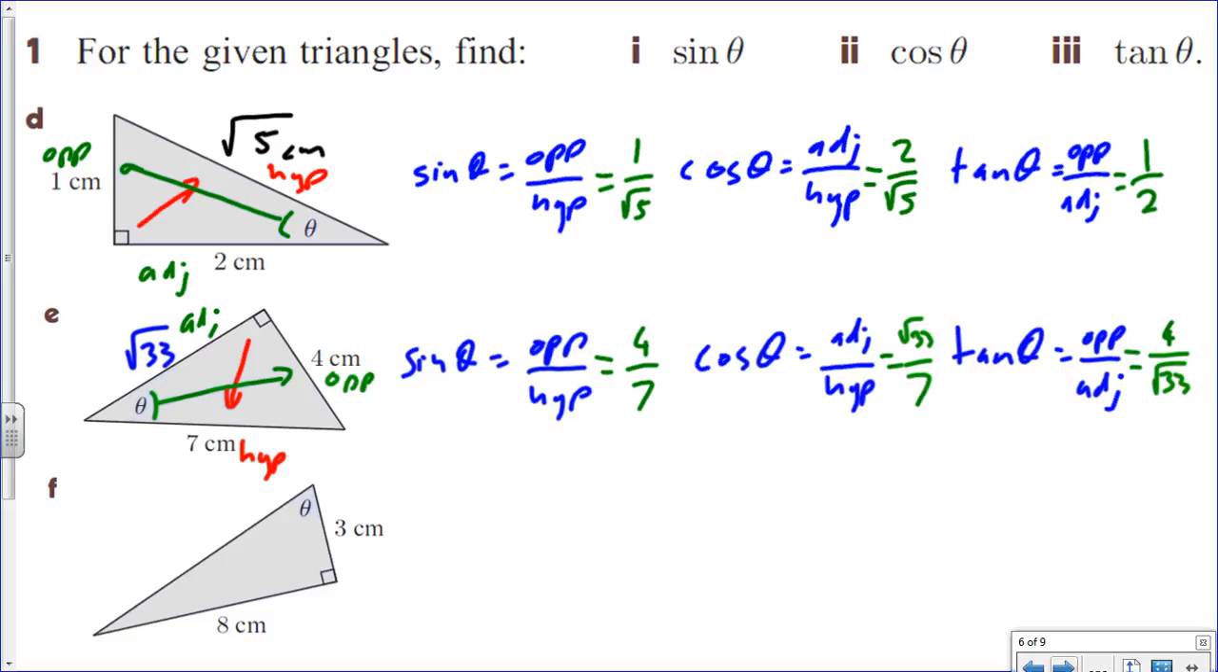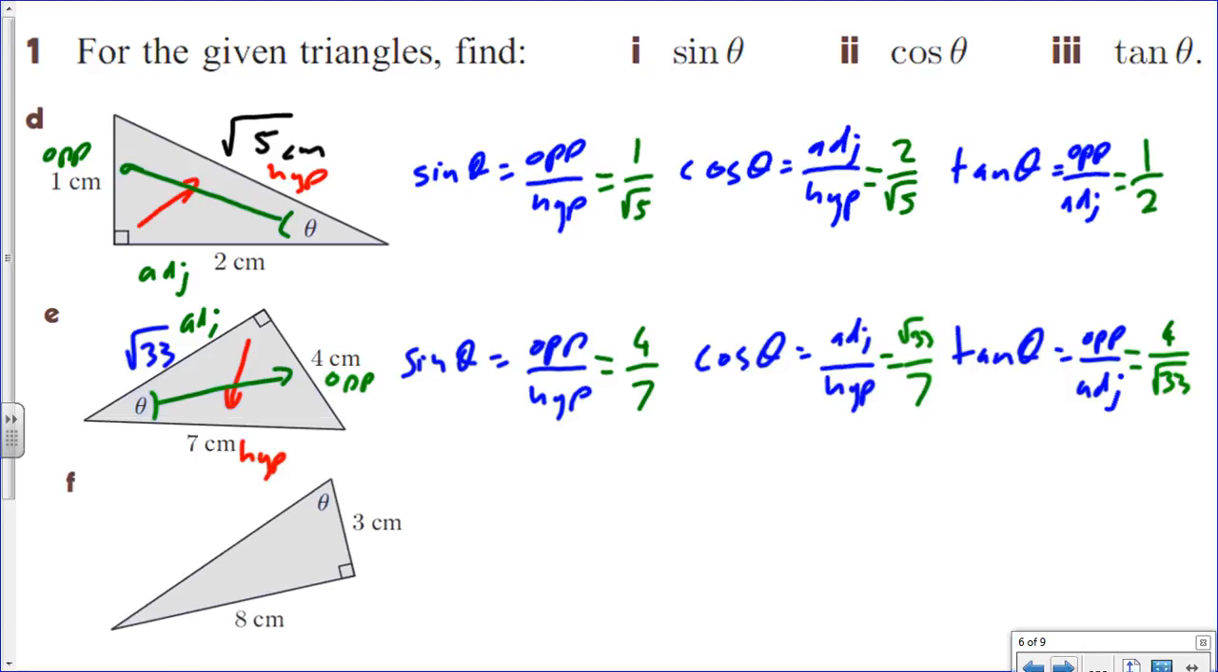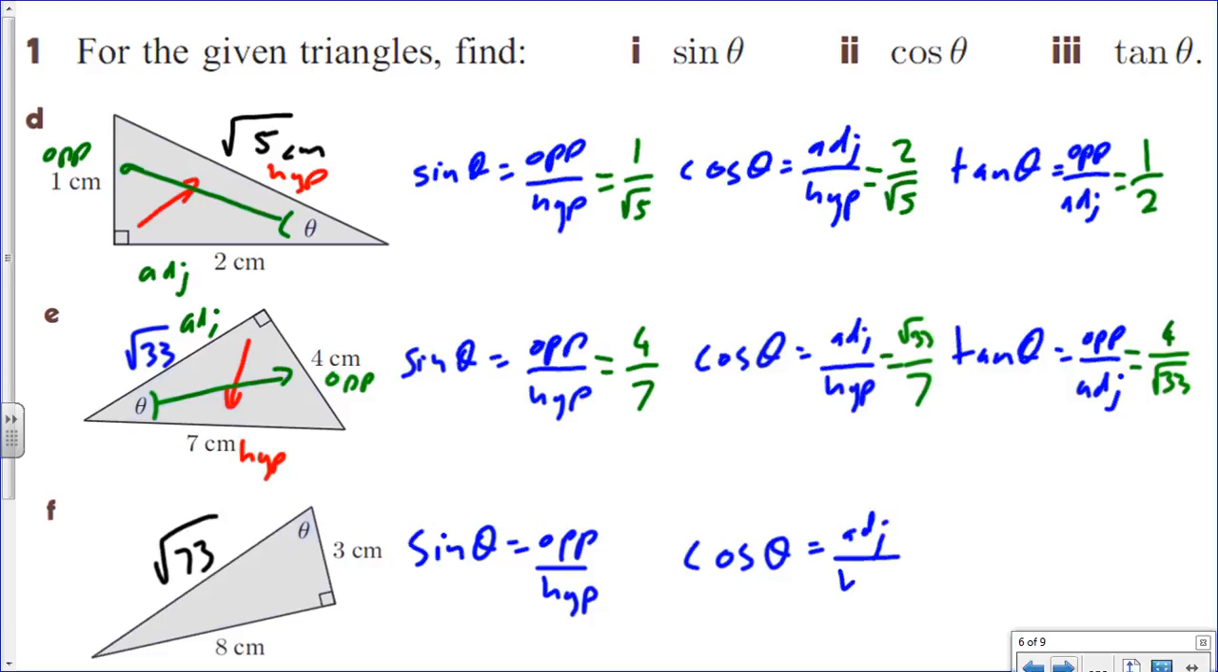Last question, again we still don't know what that bit is, so it's the hypotenuse we need to find out. So it's going to be 8 squared plus 3 squared, so 8 squared is 64, 3 squared is 9, so it's going to make square root 73. So, we write our trig identities, so sine theta equals opposite over hypotenuse. Cos theta equals adjacent over hypotenuse. Tan theta equals opposite over adjacent.